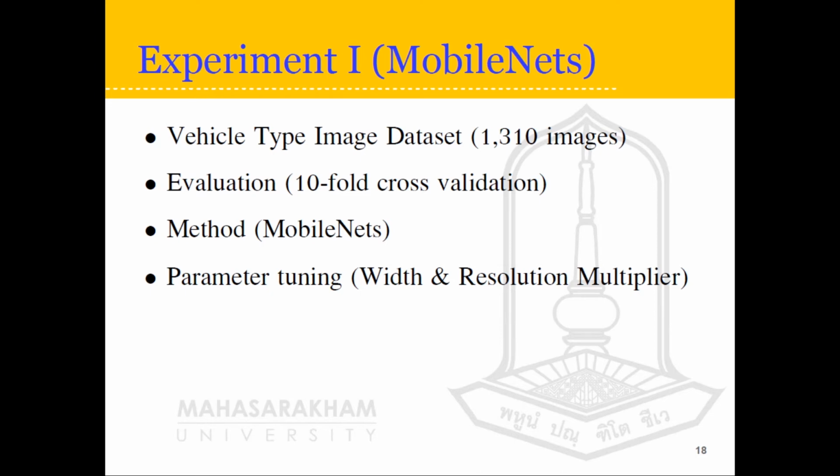In the experiment, we split our experiment into 3 parts. The first experiment is only on the MobileNet. In experiment 1, we use the VTID1 dataset with 1310 images. The evaluation process uses tenfold cross validation to calculate the accuracy of vehicle type image recognition. The method uses only MobileNet version 1, but includes 2 parameter tunings, the width and the resolution multiplier.